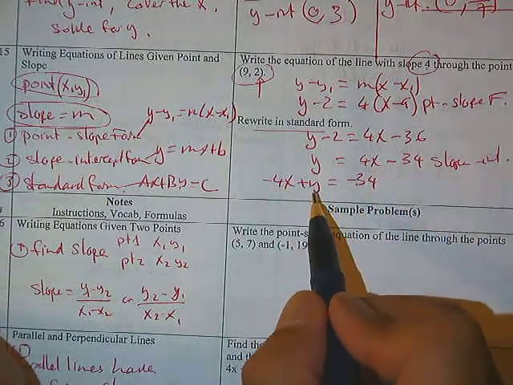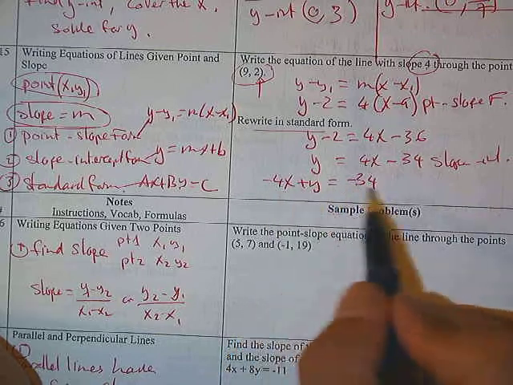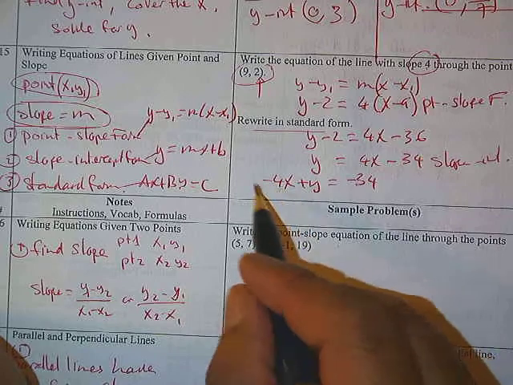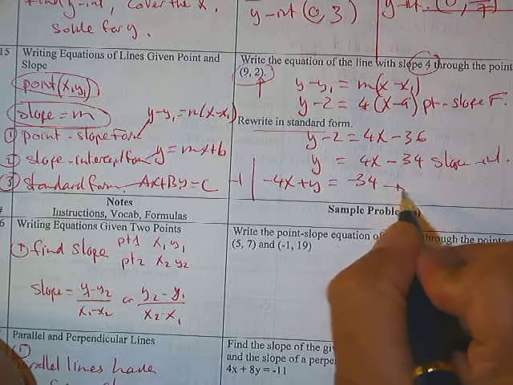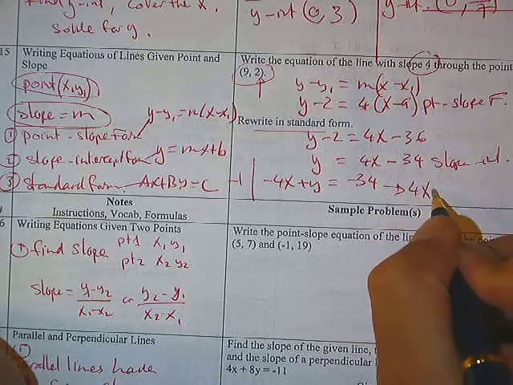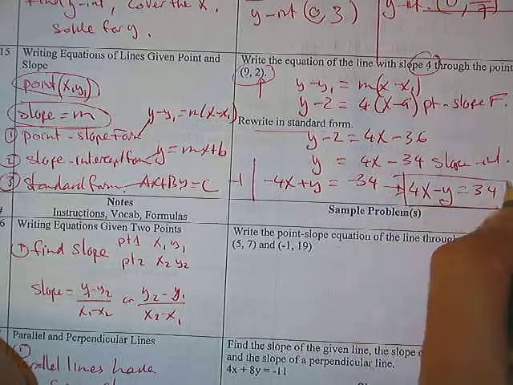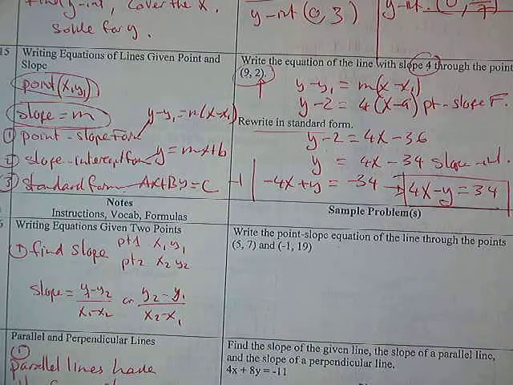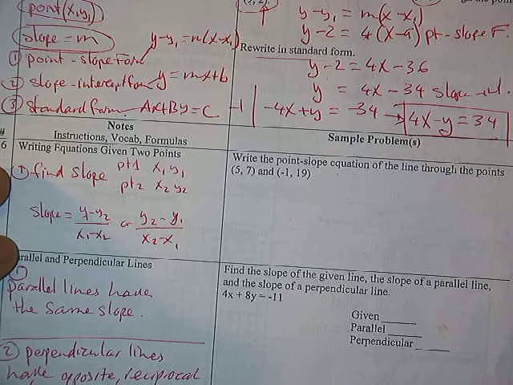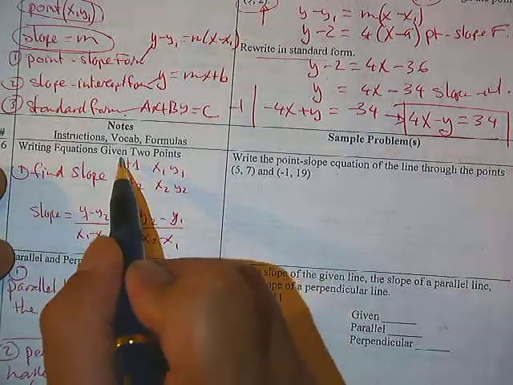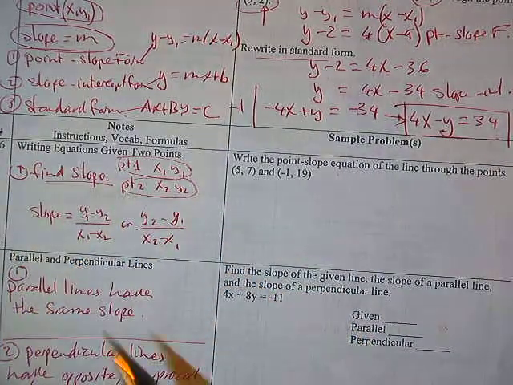So to put it in standard form, the x and the y have to be on the left. So minus 4x to both sides. Minus 4x plus y is equal to negative 34. So x and the y on the left, all integers, that's legit. And the a has to be positive. So if you multiply by negative 1, you end up with positive 4x. So this is how we do standard form.